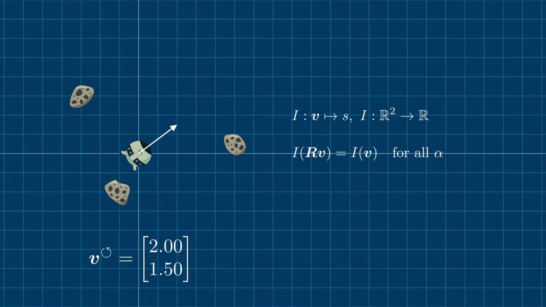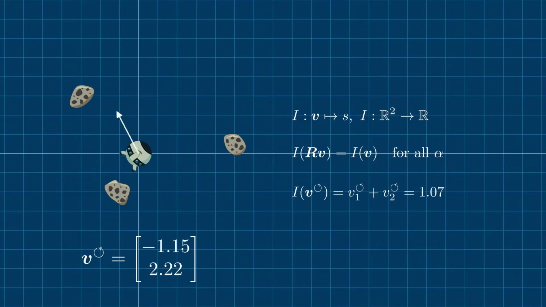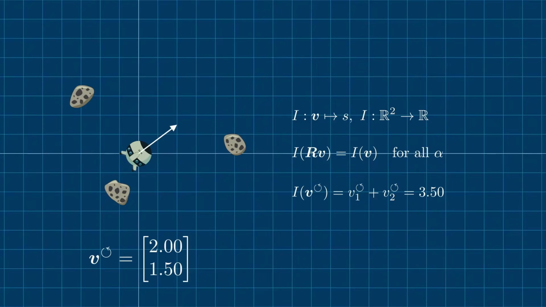Okay, let me give you a counterexample to understand what is not an invariant. Take the function I of v equals v1 plus v2 as an example. If we rotate the tensor, components v1 and v2 change, and the output of the function changes. Therefore, this function is not an invariant. But how can we find functions whose output doesn't change when we rotate the tensor?